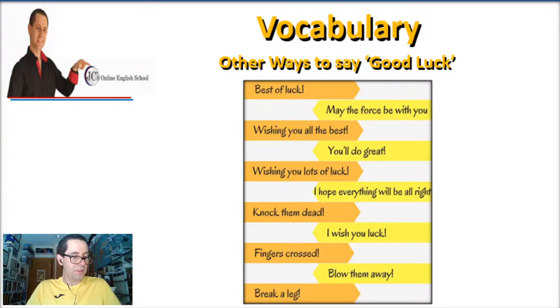"Break a leg." So let me repeat them again. "Best of luck." "May the force be with you." "Wishing you all the best." "You'll do great." "Wishing you lots of luck." "I hope everything will be all right." "Knock them dead." "I wish you luck," or "good luck." And "fingers crossed." "Blow them away" and "break a leg."